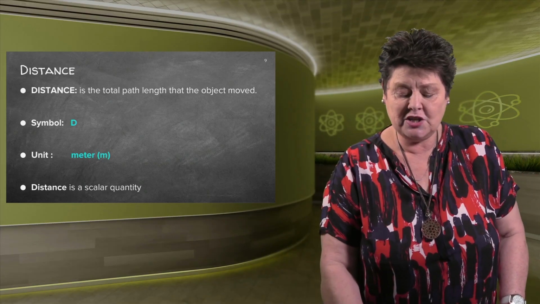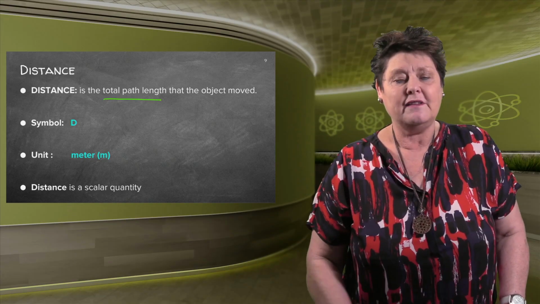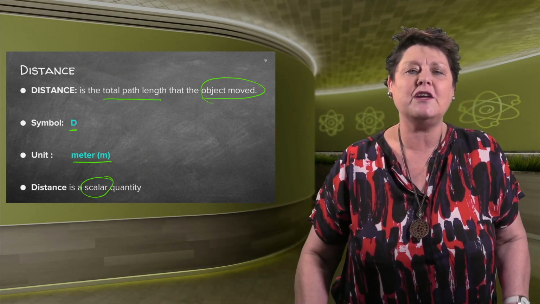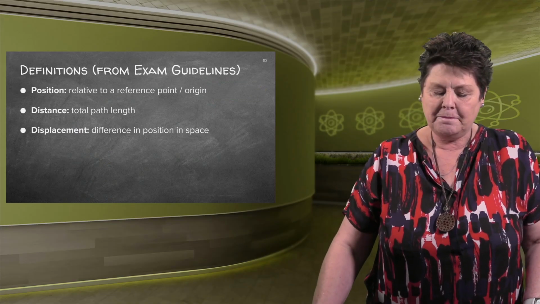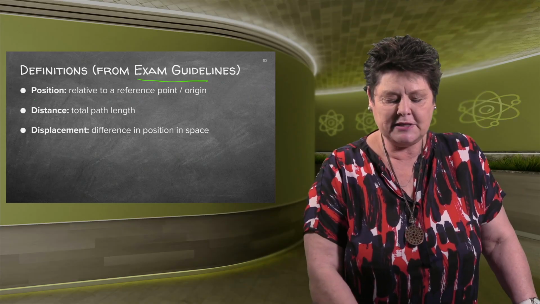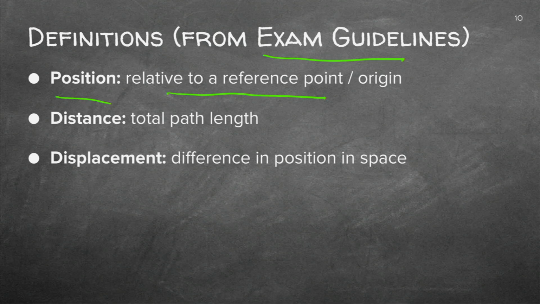Distance, the definition is the total path length that an object moved. We abbreviate distance with D for distance. It's measured in meters, and remember, it's a scalar. It's got no direction indicated. Again, have a look at your exam guidelines. Position relative to a reference point. So it's me to you or you to me. Distance is a path length, the whole path.